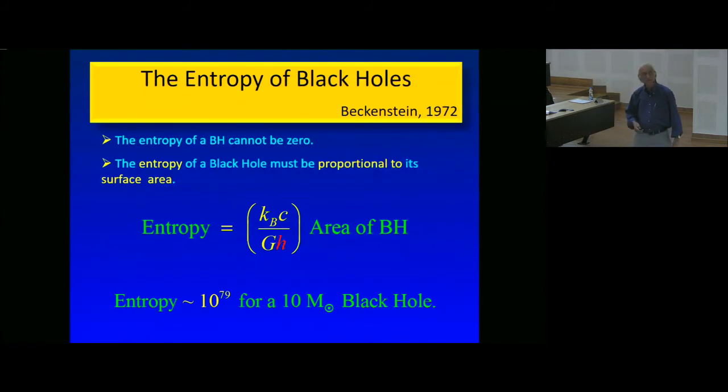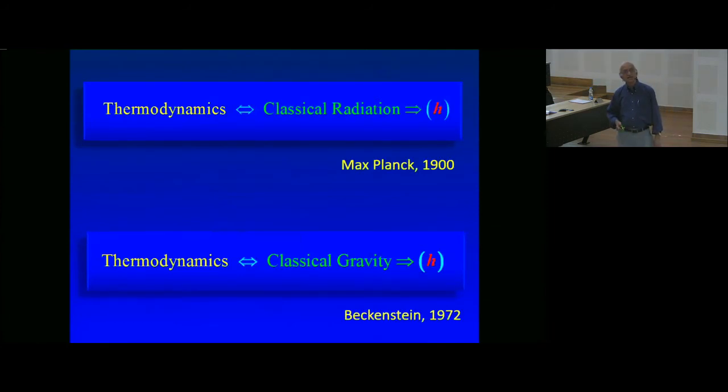So it reminded people of 1900, when Max Planck was trying to construct the black body radiation spectrum, where he was trying to unify classical radiation theory with classical thermodynamics. You'll remember that's where this constant first appeared. So people wondered whether Bekenstein's suggestion is signaling some very major breakthrough in gravitation.